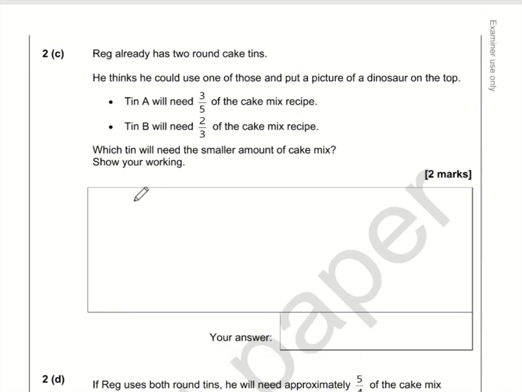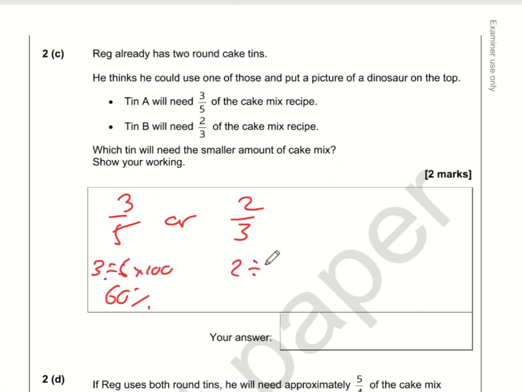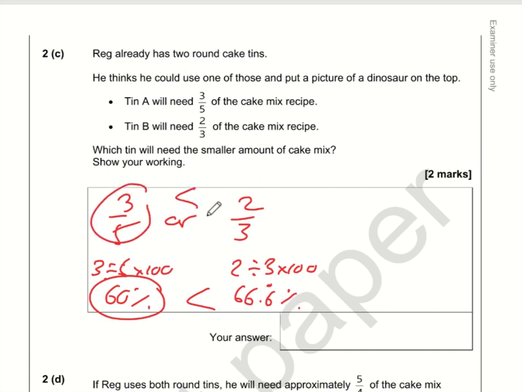Okay, so we want to work out what is smaller, 3/5 or 2/3. So what I would do here is turn them into percentages. You could turn them into decimals, but I find percentages are easier to order than decimals. So to turn a fraction into a percentage, it's top divided by bottom times 100, so that is 60%. 2/3 is 2 divided by 3 times 100, which is 66.6 recurring percent. So which is smaller? 60% is less than 66.6%, so therefore 3/5 is less than 2/3, so therefore tin A will need the smaller amount of cake mix.